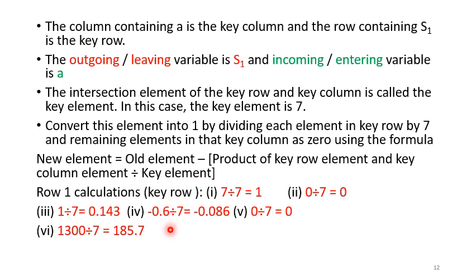So here the first row was the key row, so the calculations in the new table will be simple. The new elements will be the individual elements in row 1 divided by the pivot element, that is 7. So in the new table, every element in row 1 will be divided by the pivot element. 7 divided by 7 is 1, 0 divided by 7 is 0, and so on.